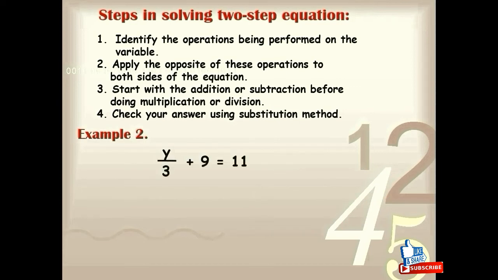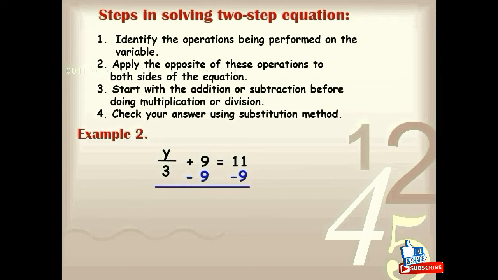Y over 3 plus 9 equals 11. Here, the operations involved are division and addition. Therefore, we're going to perform the inverse. We are going to subtract first, and then we will multiply. Now, the opposite of plus 9 is minus 9. And since we subtract 9 from one side, we will also subtract 9 from the other side.